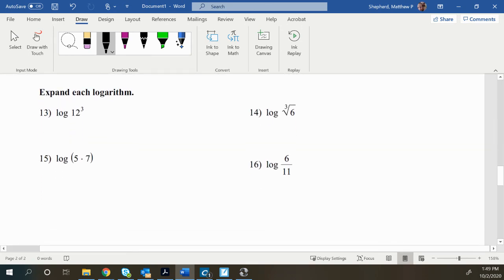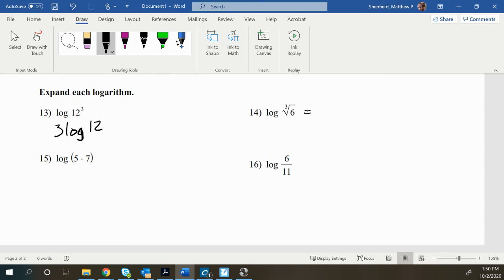All right, in this one, we are now going to expand them back out. So in the other one, we were condensing them into single statements. This time, we're just going to do those same properties, but backwards. Here, I see an exponent inside of my log. So the power property lets me know I can bring that forward. And then it still has 12 on the inside.